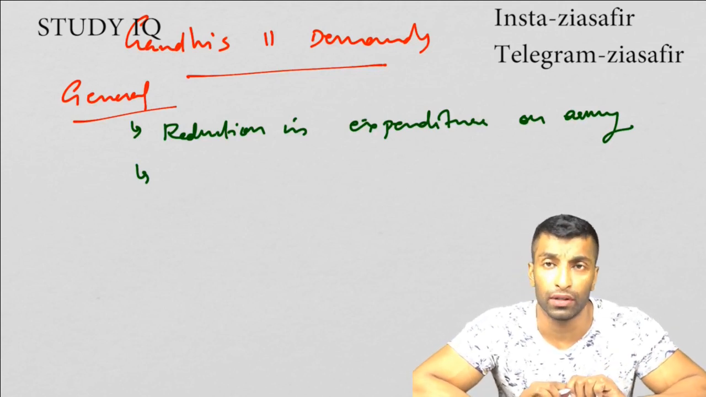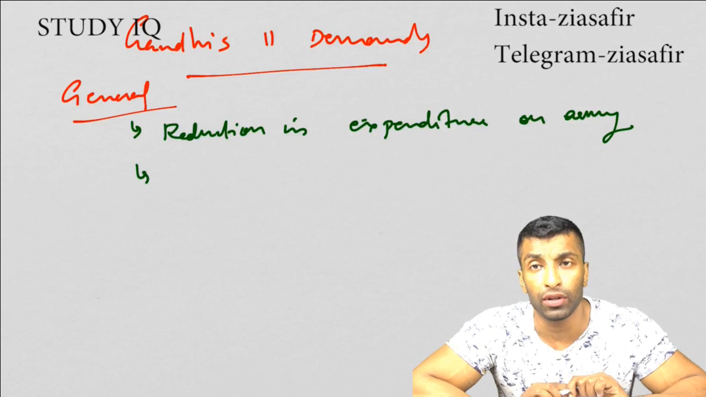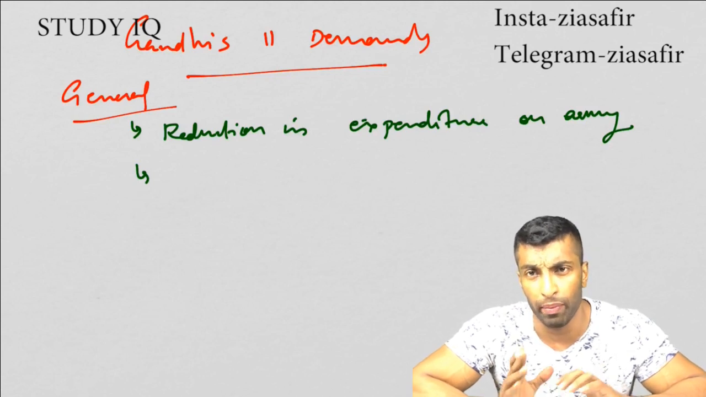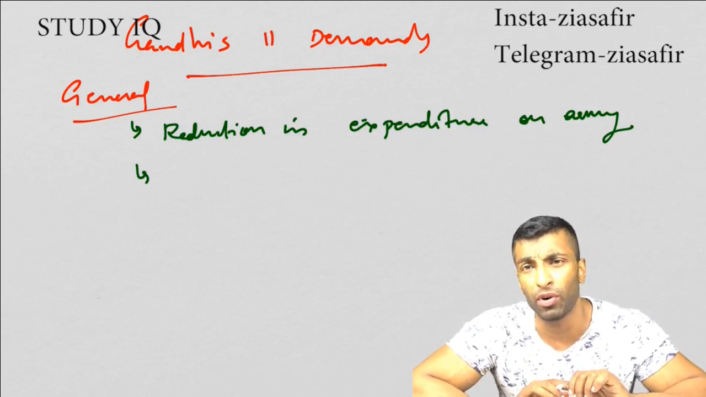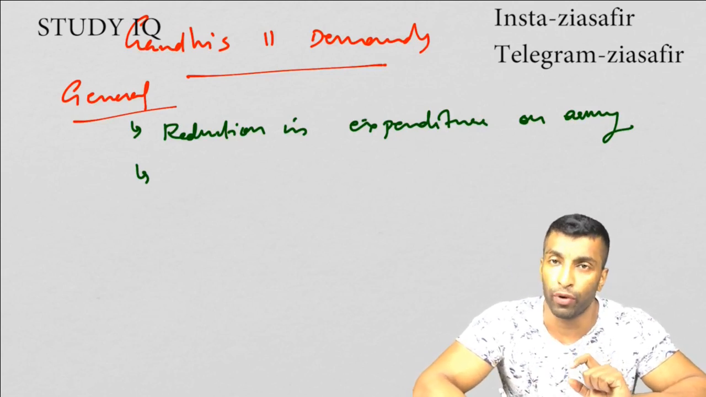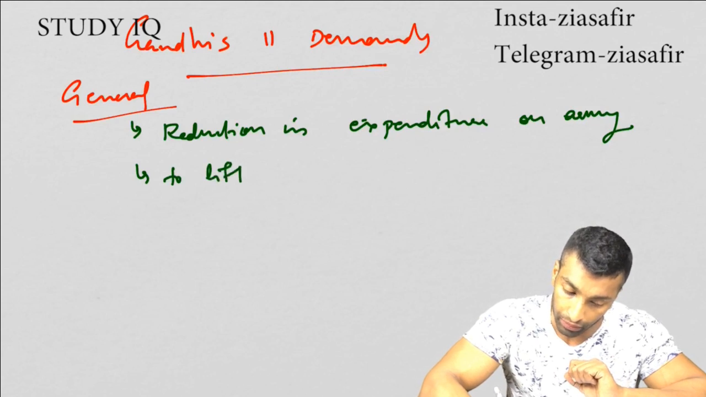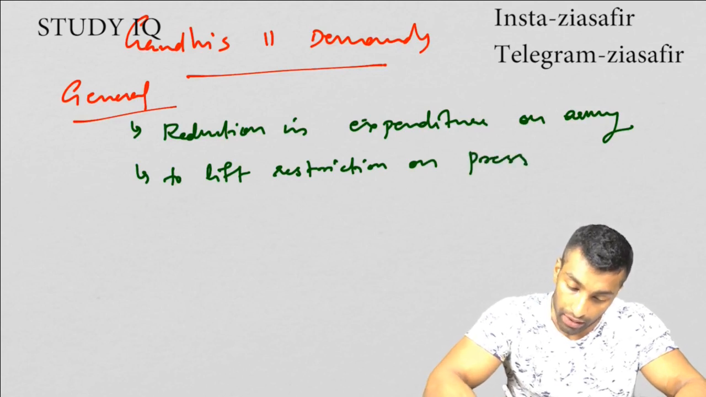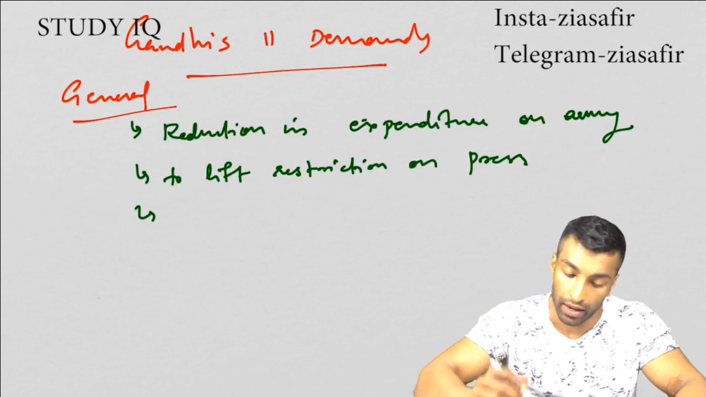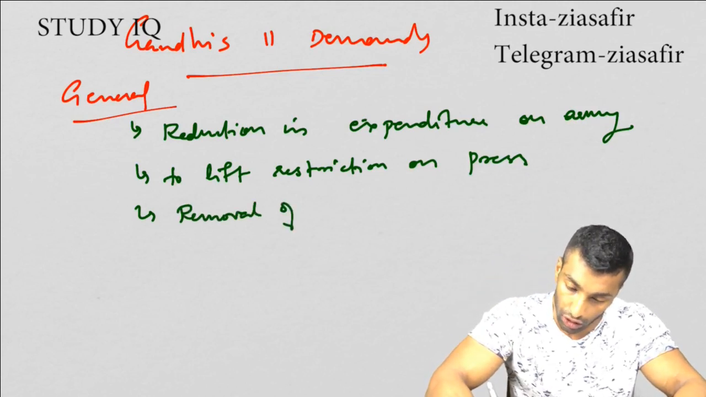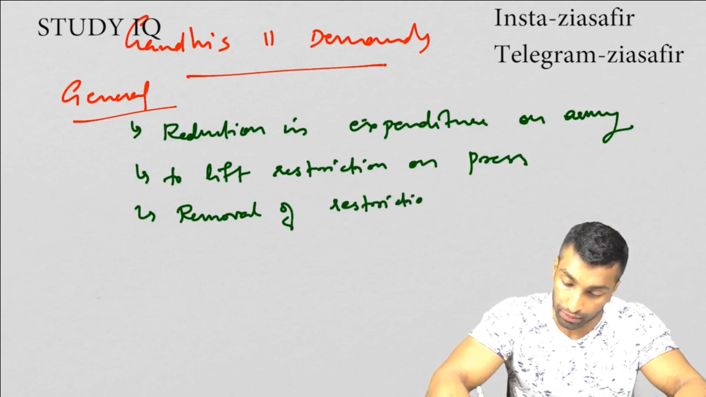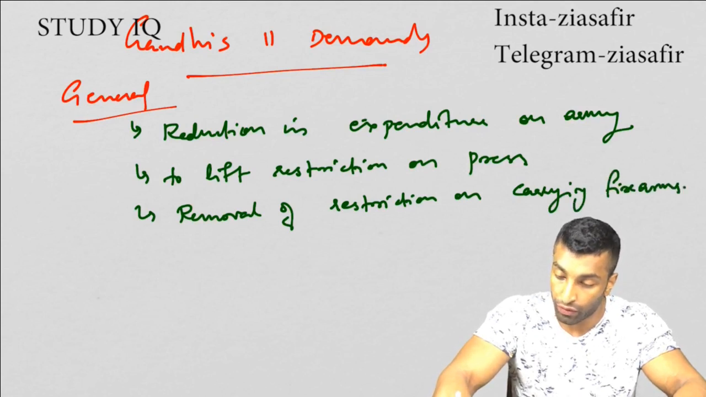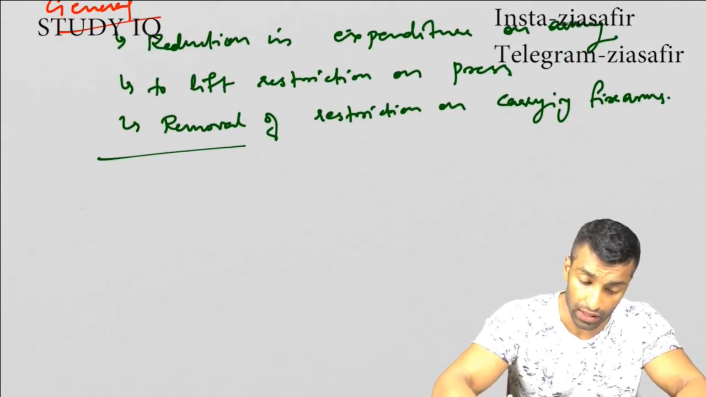Restriction on press was always an issue among the intellectuals. We have already discussed the Vernacular Press Act during the time of Lord Lytton, and when Lord Ripon came, it was repealed. All those things we have already covered, so I'm not getting into that, but this is always an important point: reduction or lifting of restriction on press. Okay, and removal of restriction on carrying firearms. Okay, so these are the three demands which are general in nature.